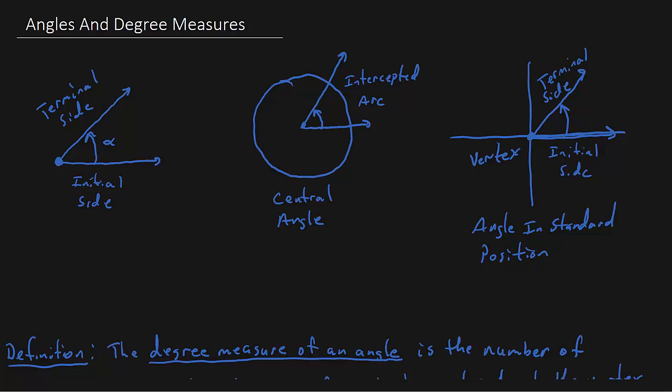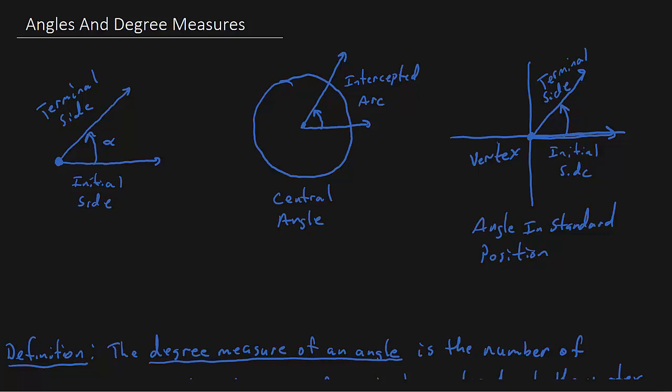Alright, so in this video we're going to look at angles and degree measures. This goes over some definitions, and we work some problems converting from degrees, minutes, and seconds to decimals, and decimals to degrees, minutes, and seconds, and adding and subtracting angles that are in degrees, minutes, and seconds. All right, so let's go ahead and get started.